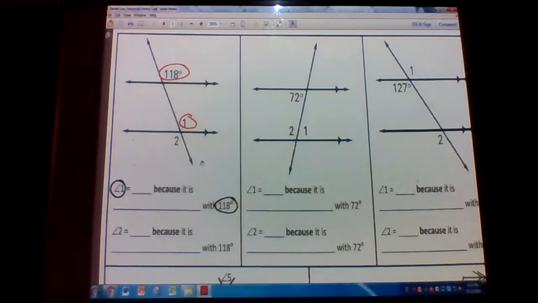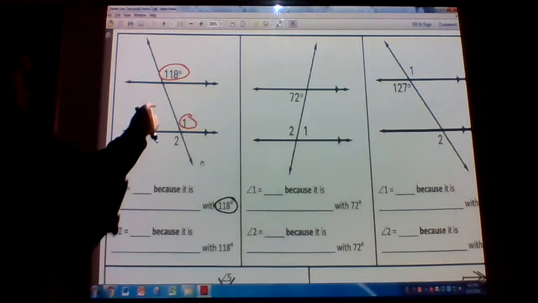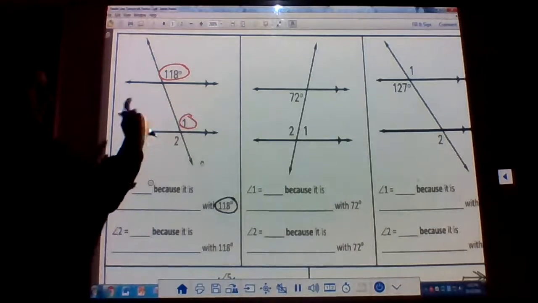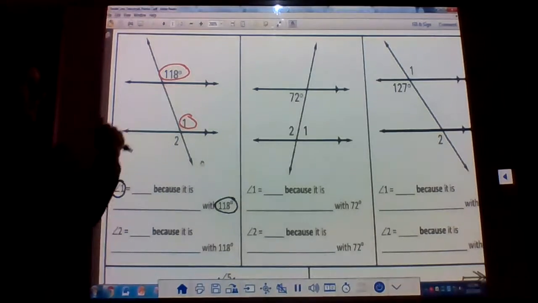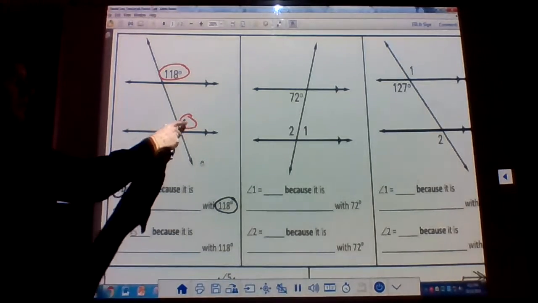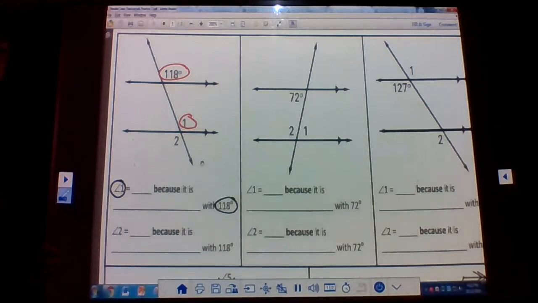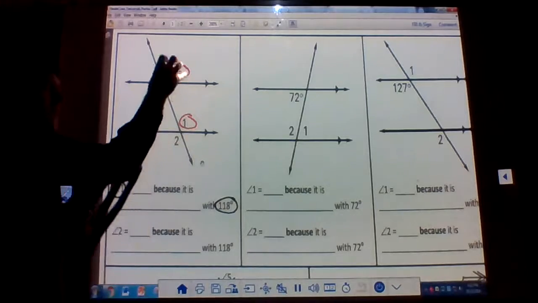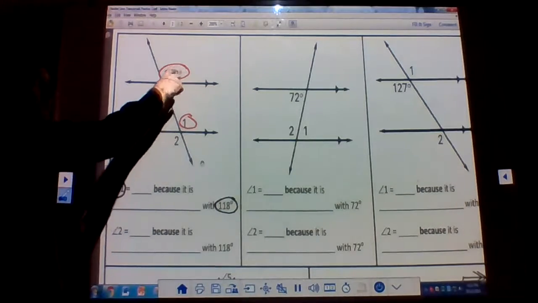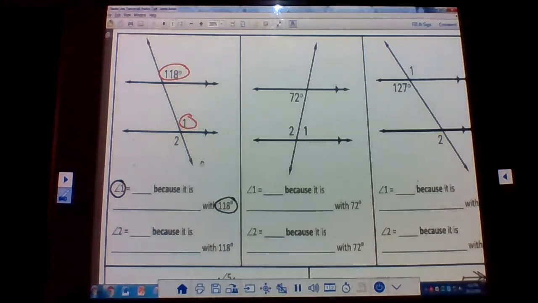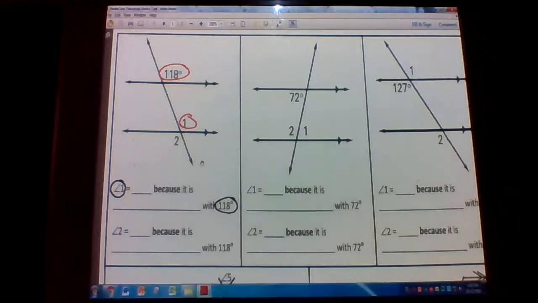Then we have the angle pairs that are created by a transversal cutting through 2 lines, and in this case, parallel lines. So we have alternate interior, which are on alternate sides of the transversal and in between the 2 lines. We have corresponding, which is what 1 and 118 would be. They're in the same corresponding location. If we pick the intersection up and put it on top of the other one, angle 1 would be right on top of the 118.